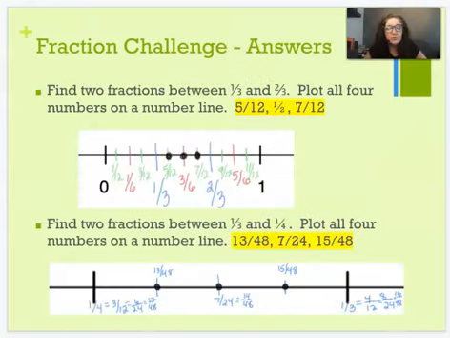All right, here's a couple answers. There's a lot of acceptable answers. So two fractions between 1/3 and 2/3 is 5/12, 1/2, which would be 6/12, and 7/12.